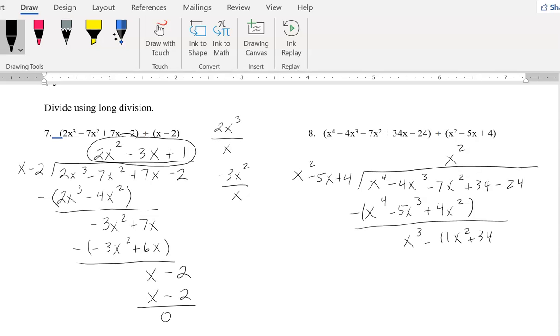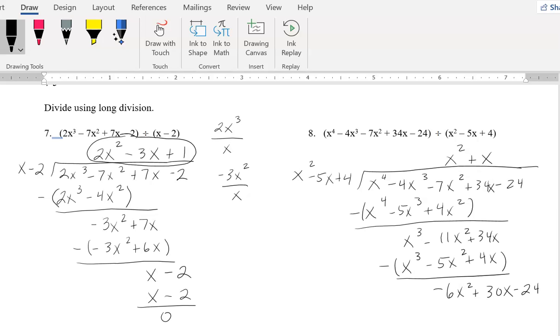Okay, now you're dividing first term, x squared, into first term, and that's x. I left off x here, sorry about that. So x times x squared is x cubed. X times negative 5x is negative 5x squared. X times 4 is 4x. Subtract. X cubes cancel. Negative 11 plus 5 is negative 6x squared. 34 minus 4 is 30x. And bring down the last term.